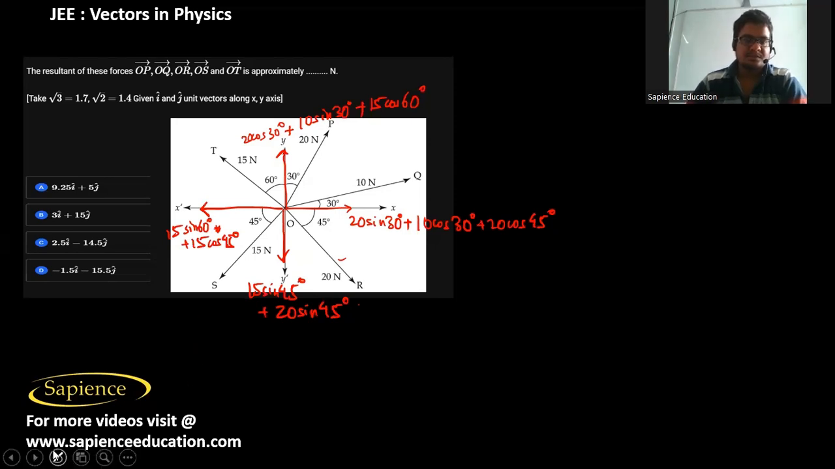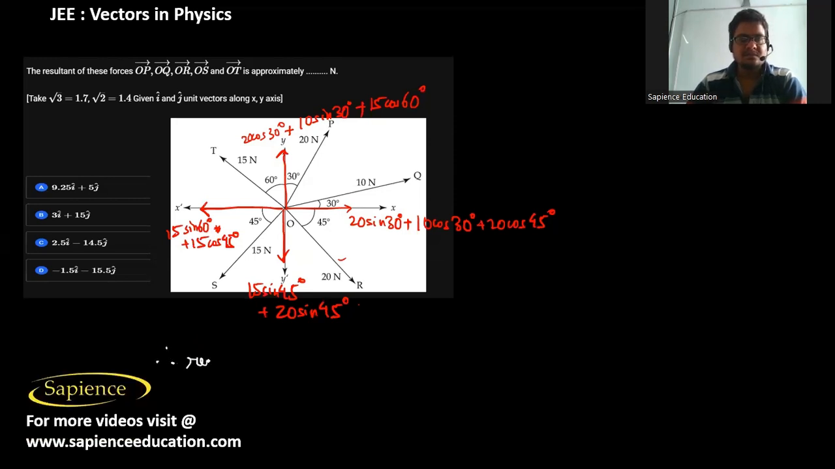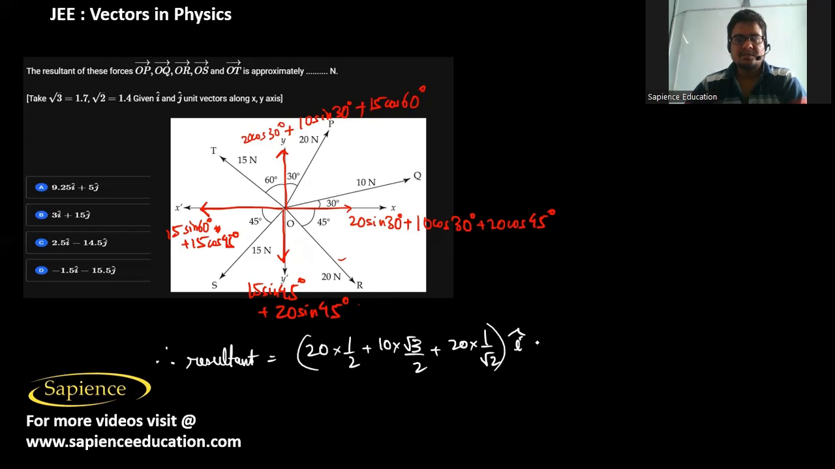So therefore the resultant force will be equal to 20 sin 30, which means half, plus 10 cos 30, which means root 3 by 2, plus 20 cos 45, which means 1 by root 2. So this much i cap, and this will be plus 15 sin 60, that is root 3 by 2, plus 15 cos 45, that is 1 by root 2. So this much minus i cap.